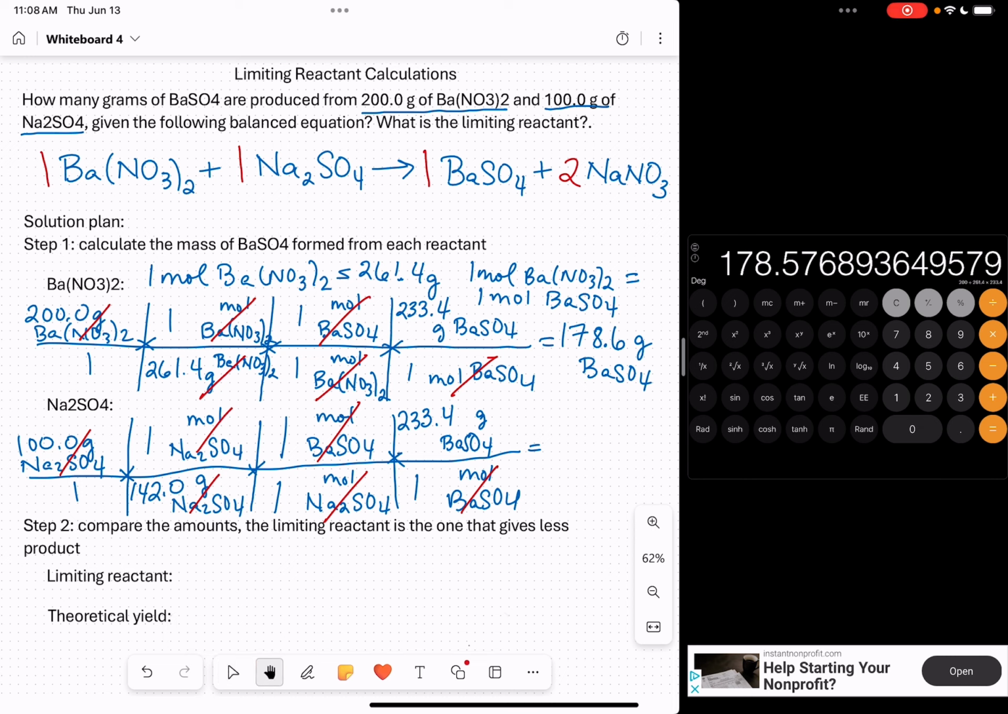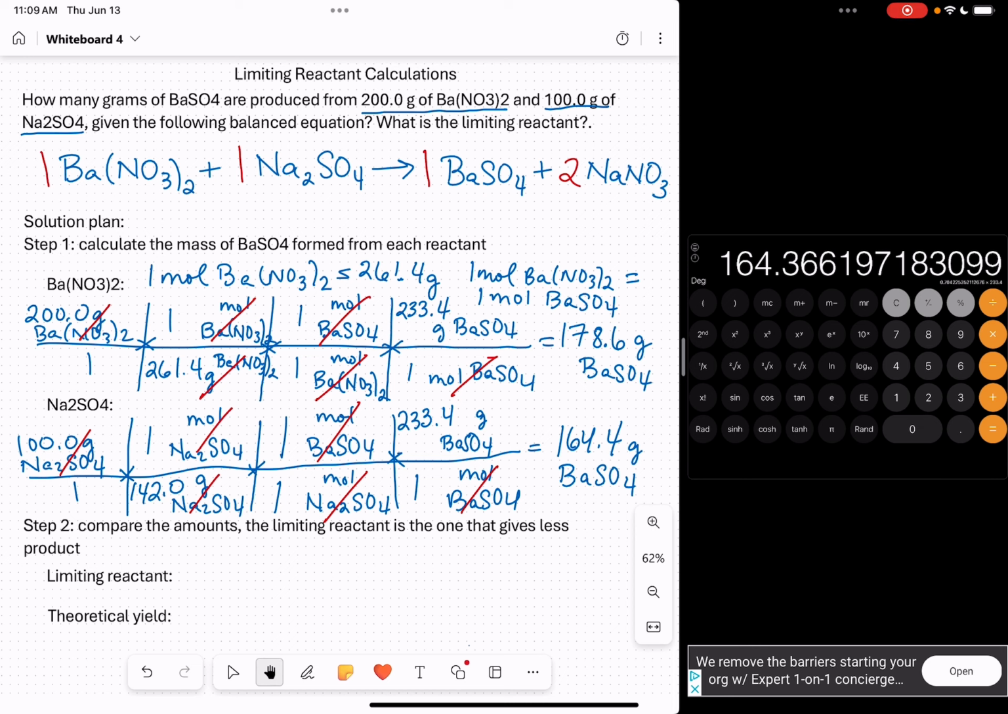And now I just need to do the math. So I'm starting with 100 grams, dividing by 142. That gives me the moles of sodium sulfate, which is equal to the moles of barium sulfate because it's a 1-to-1 ratio. Now I just need to multiply by the molar mass of the product. And I get 164.4. I'm keeping 4 sig figs and rounding up again like I did in the calculation above.